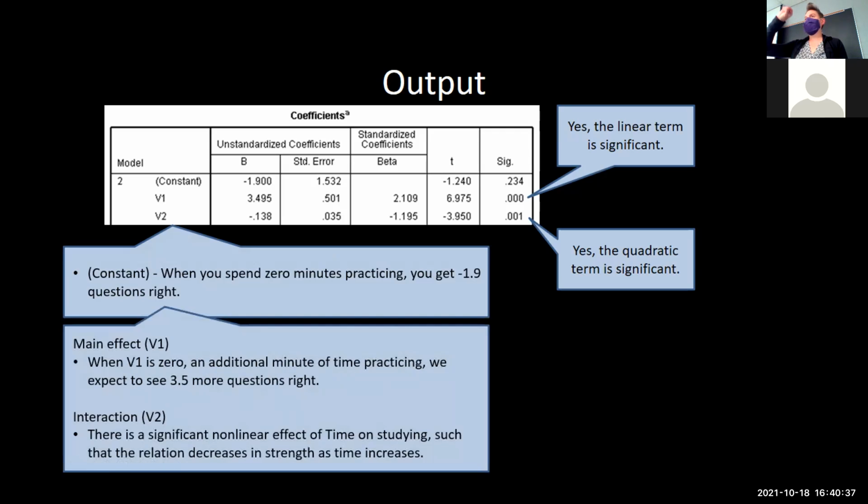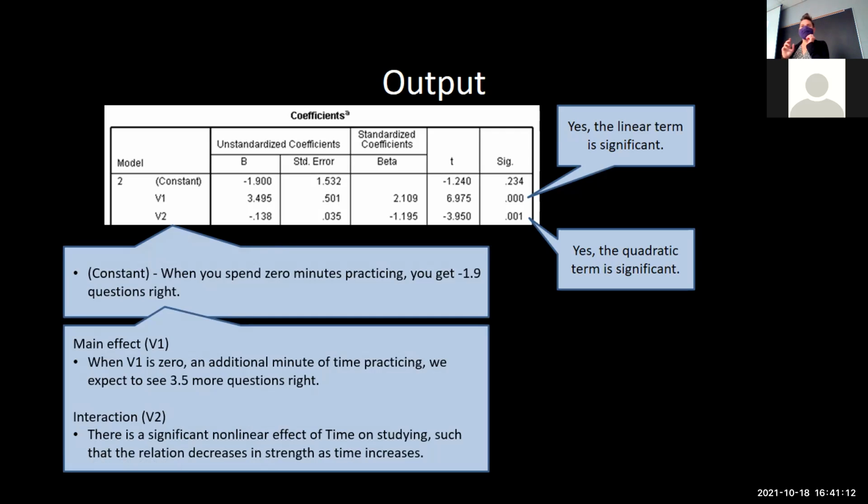Remember how that slope changes every time when we looked at that equation, that linear model, nonlinear model graph? It went up, and then it was less steep, and then less steep, and then less steep. So here, the interaction variable, variable 2, says there is a significant nonlinear effect of time on studying, such that the relation decreases in strength as time increases. That's what this decreases in strength means.